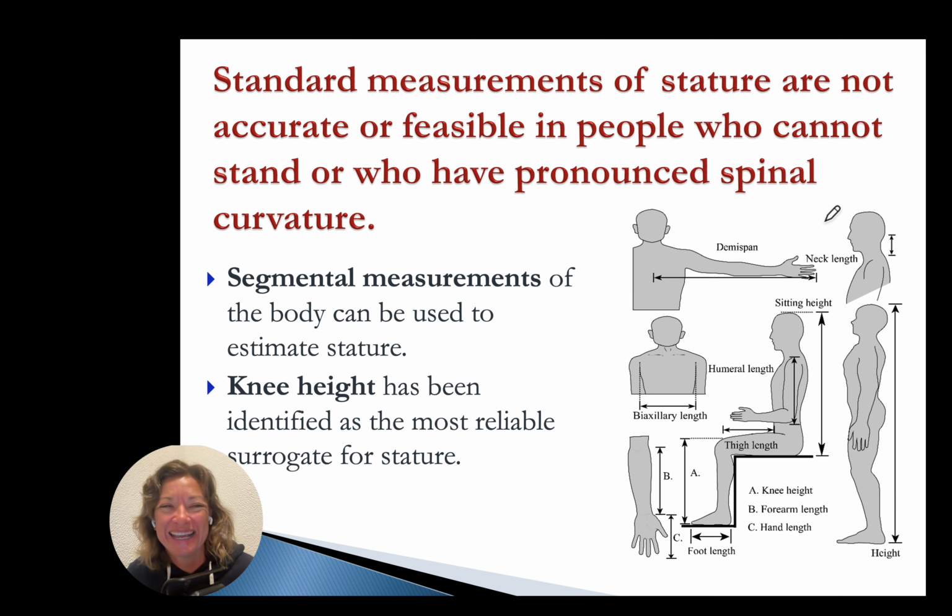Now, there are situations when we can't perform standard measurements of stature. People who cannot stand is the most obvious case. Also, people who have pronounced spinal curvature will not have accurate stature measurements. And in these instances, segmental measurements of the body can be used to estimate stature. All kinds of segments of the body have been used for this purpose as a proxy for stature: biaxillary length, for example, the distance between the armpits, thigh length, forearm length, hand length. Of all of these, knee height has been identified as the most reliable surrogate for stature measurements.